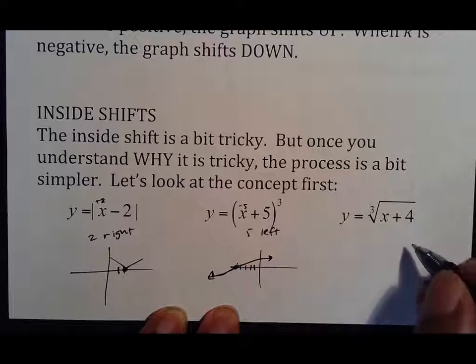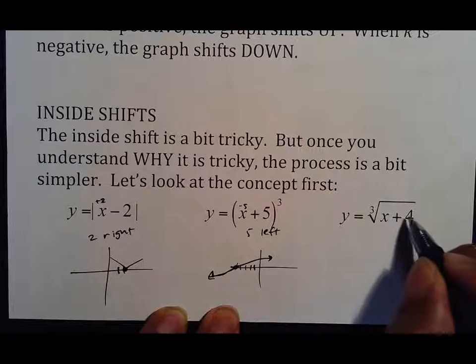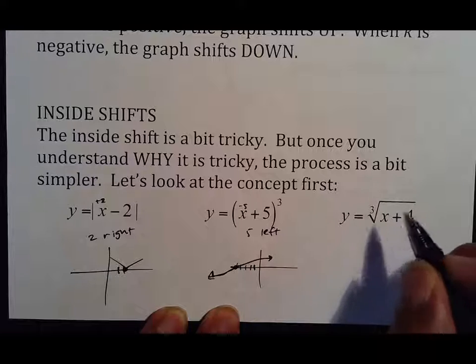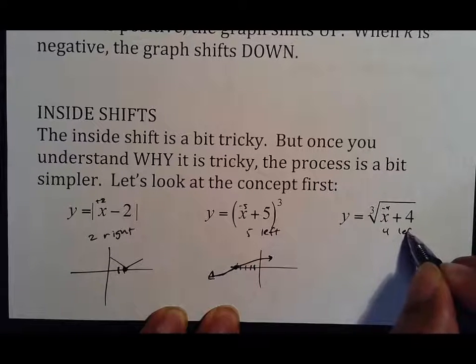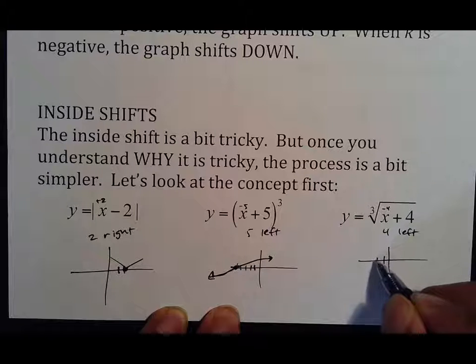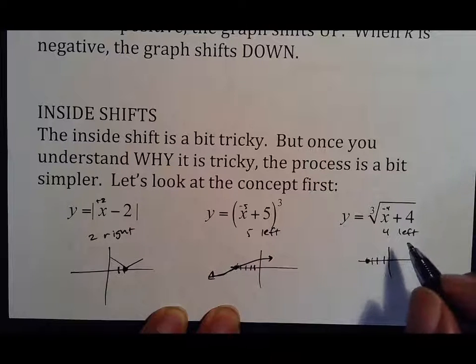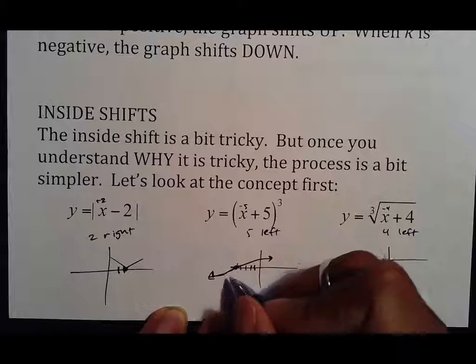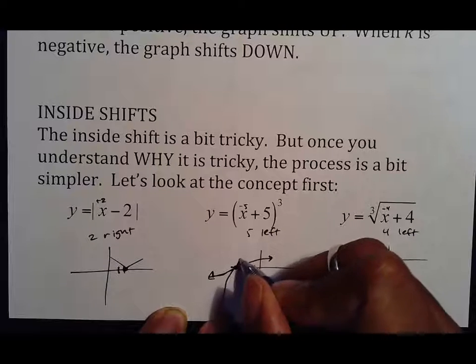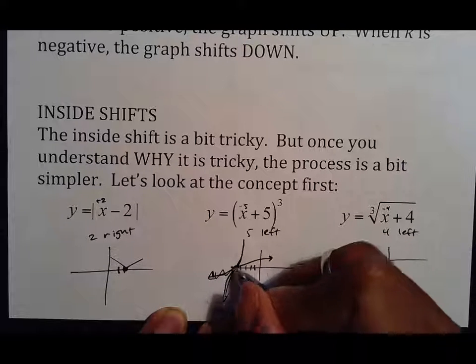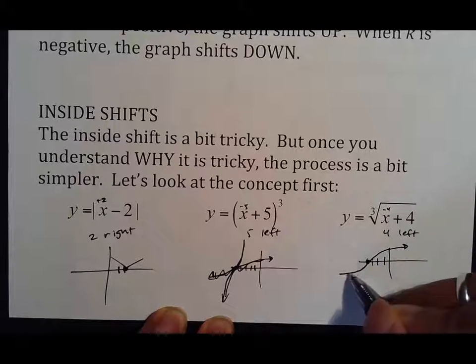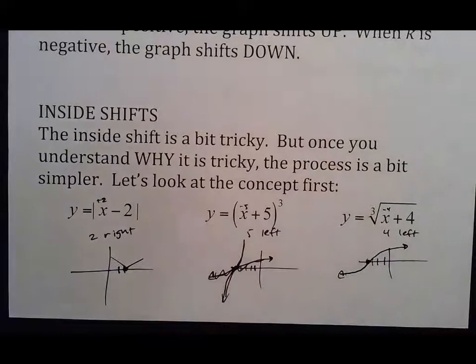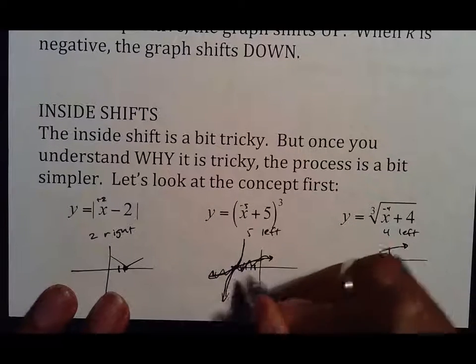Third root graph with x plus 4, again, it's with x, so it's inside. X plus 4, don't think about that. Think about what would make it 0, which is negative 4. That would be 4 left. And so 1, 2, 3, 4. Oh, I just messed that up. This would be the third power, so it would be this one. Sorry. Third root is the one that goes sideways, so it would be that one. Something like that.